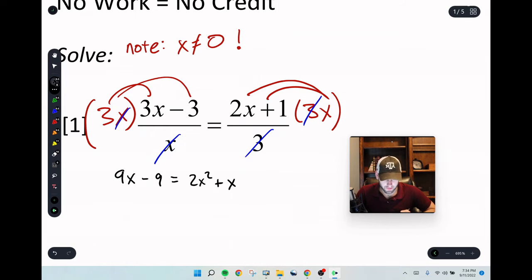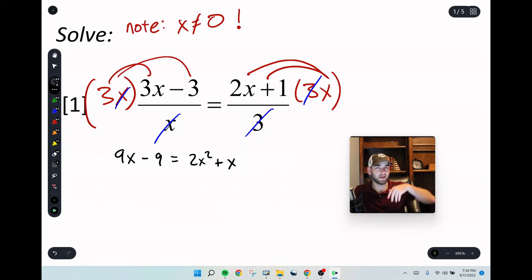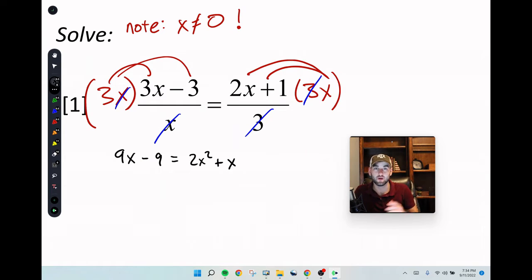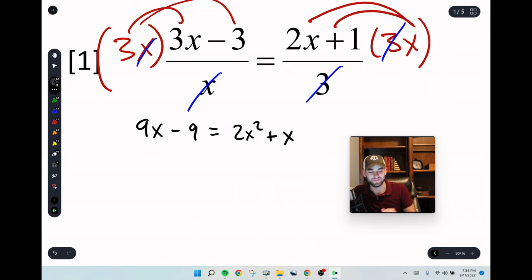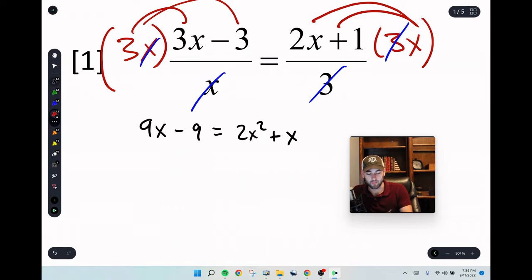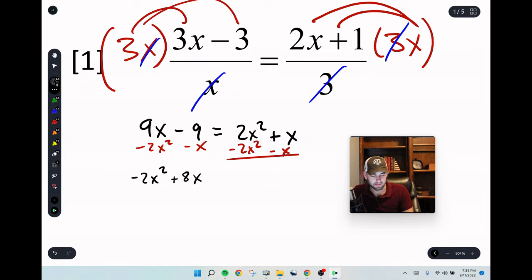Let's make sure we look good. 9x minus 9 looks good to me. If I ever mess up, just send an email, send a text, like, oh, I didn't get that, and I'll make sure I fix it. So now we're going to move everything to one side and set it equal to 0. You can do either side that you want to. I'm just subtracting this side because I like moving stuff to the left. What you do to one side, you've got to do to the other, same way we did when we multiplied by 3x. And we really end up with negative 2x squared plus 8x minus 9 equals 0.